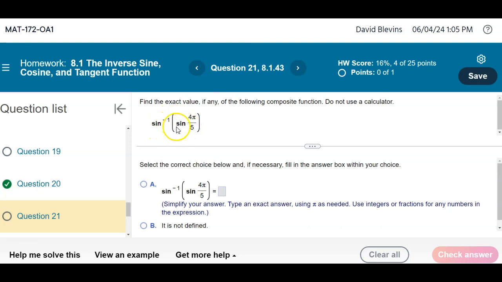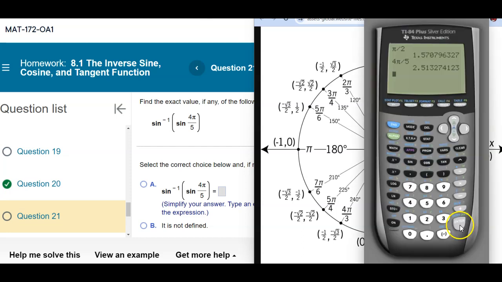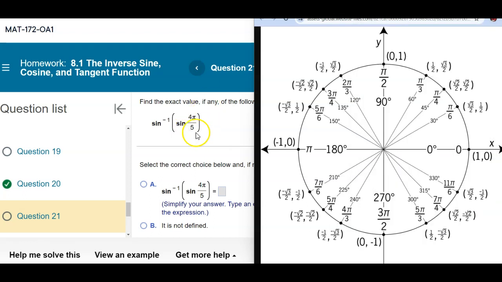Alright, so now we have sine. On your unit circle, the values that inverse sine can output are between negative pi over 2 and positive pi over 2. So if it goes beyond that, and you can see 4 pi over 5 is beyond pi over 2, it's too big, then we will not just be able to undo these. So what we have to do is understand what will happen.